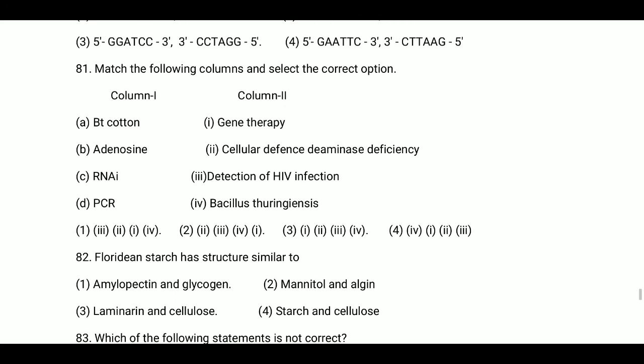Then match the columns and select the correct option. BT cotton, adenosine deaminase, RNAi, PCR, gene therapy, cellular defense mechanism, detection of HIV infection, Bacillus thuringiensis. Options are given 1, 2, 3. Let us choose this also. BT cotton, Bacillus thuringiensis is right. Adenosine deaminase, gene therapy. RNAi, RNA interference, is used in cellular defense. PCR is used in detection of HIV infection. So the right answer is the fourth option.